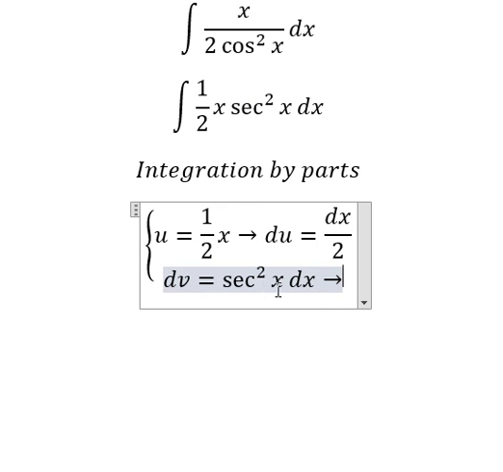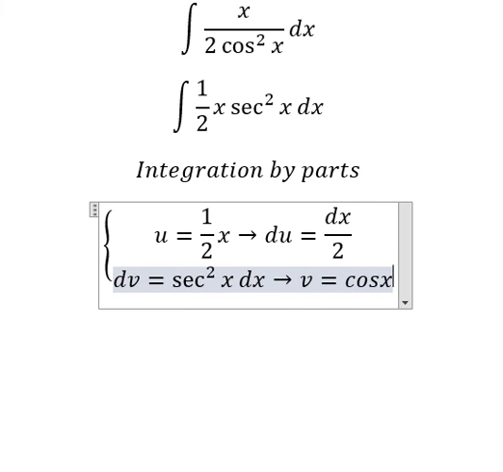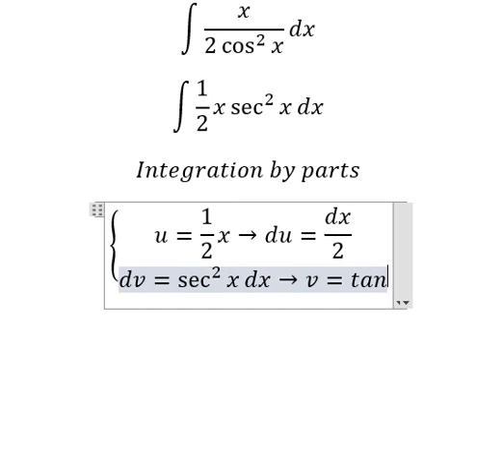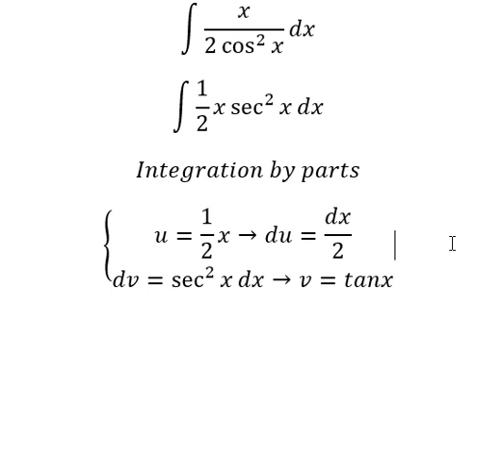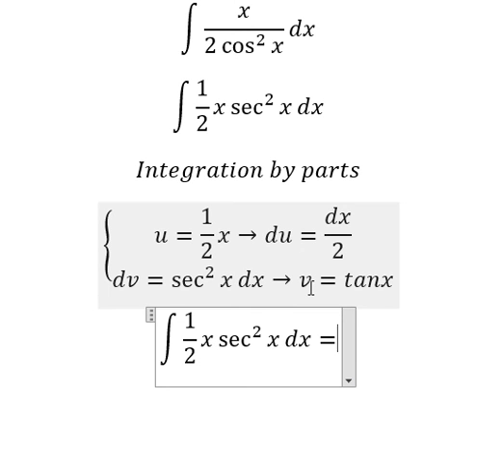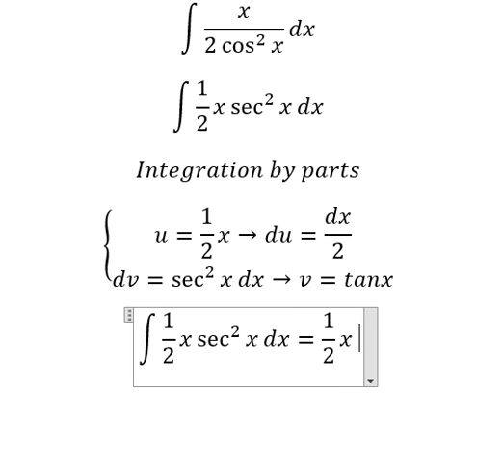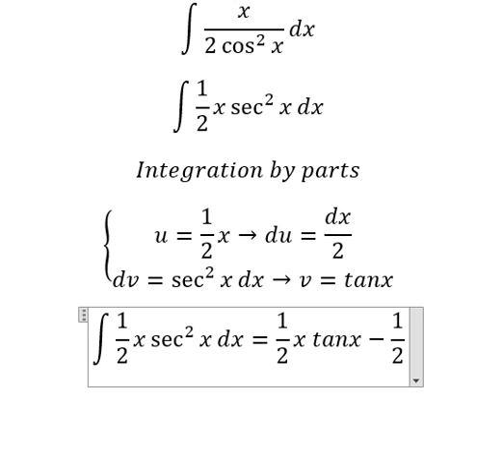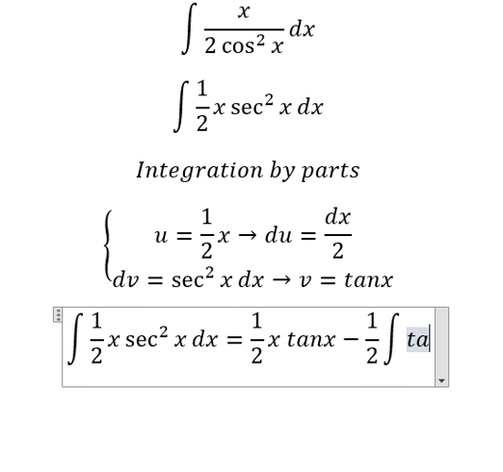So the integration of this one, we have v equal to tan x. So we have u multiplied by v, minus the integral of v multiplied by du. So we have the integration of tan x dx.